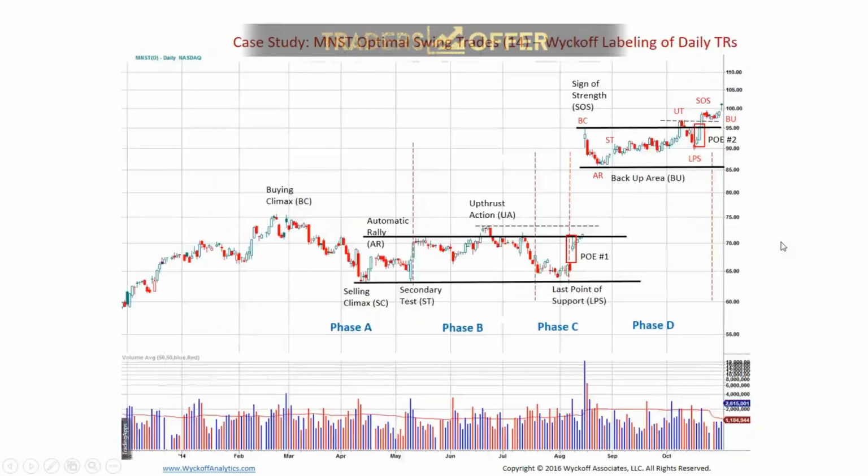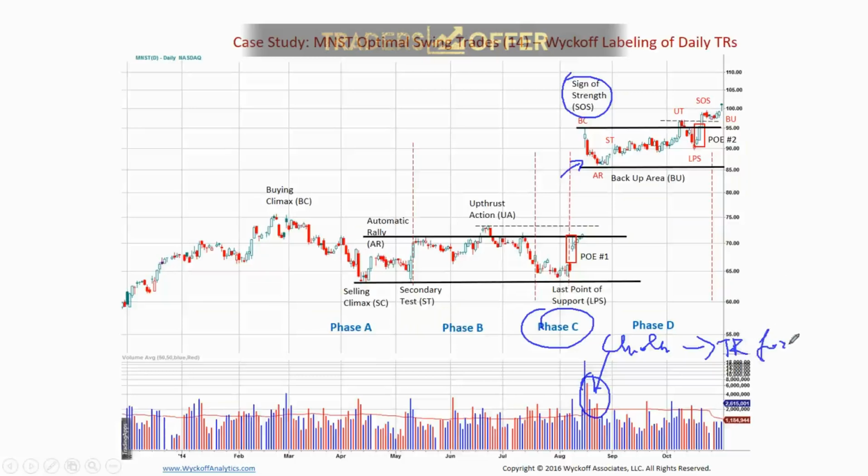Okay, so a very quick structural labeling on the daily. So I've talked about this phase C, sign of strength, and then the range by itself. Because of this availability of supply that comes in, we are thinking that this is a change of character, and therefore we're going to have some kind of trading range for a backing up action.